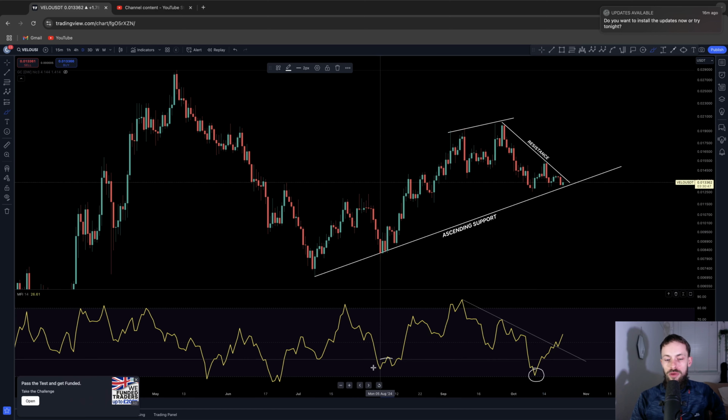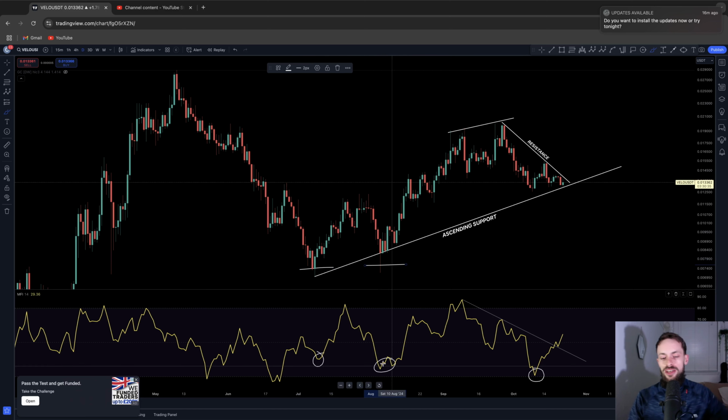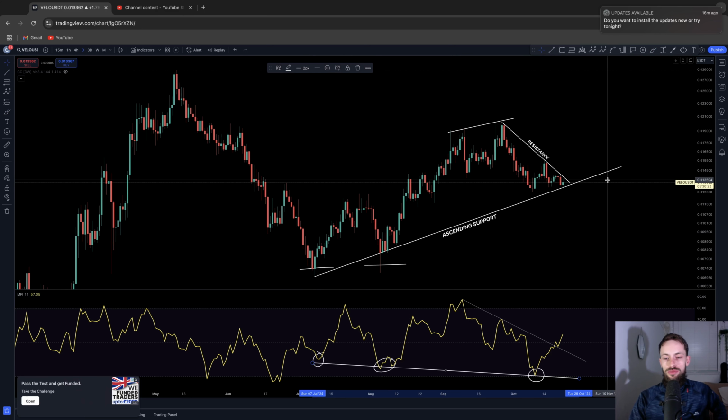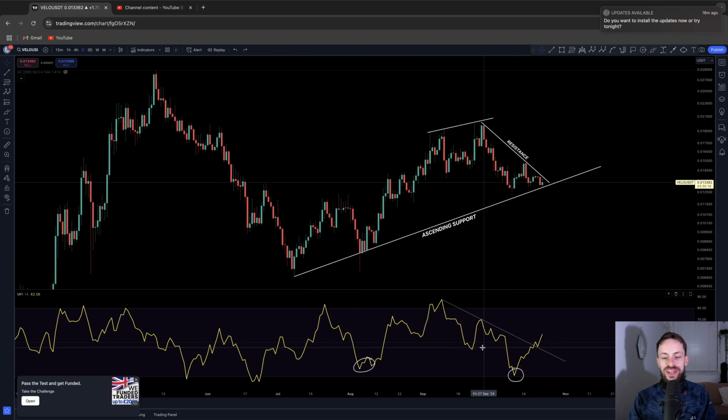This 0.0124 on the daily was an opportunistic area to get involved, as the MFI was back in the floor, back down to very similar levels to where the 0.007 lows were for Velo back in July and August. The fact that it was lower at these points but higher in price gives us an even larger divergence, because we've got lower lows in the MFI but higher lows in price. So I think we are looking for some sort of breakout pretty soon.